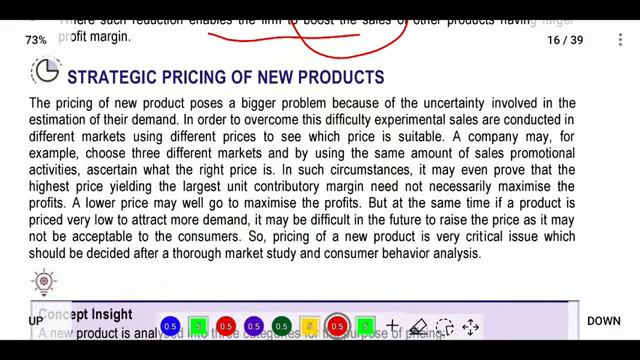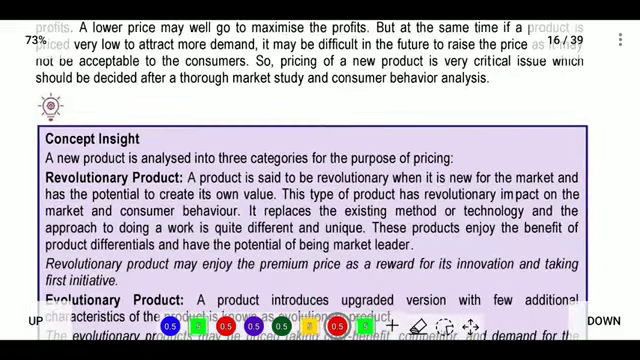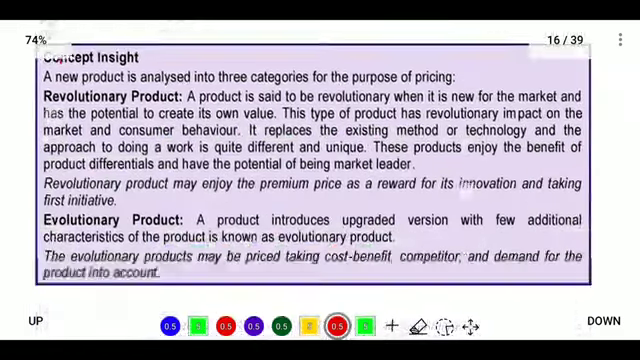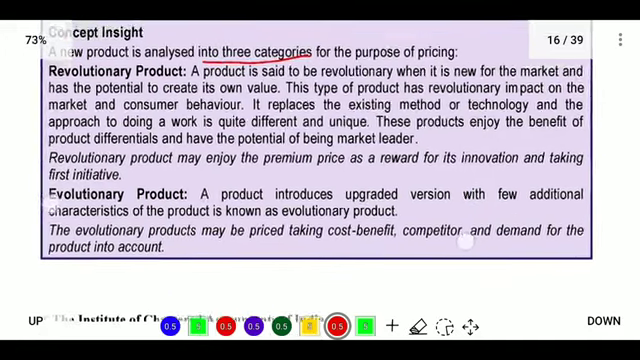Next, strategic pricing of a new product. Here we have three categories, where a new product is analyzed into three categories: revolutionary product, evolutionary product, and me-too products. A new product is analyzed into three categories for the purpose of pricing.